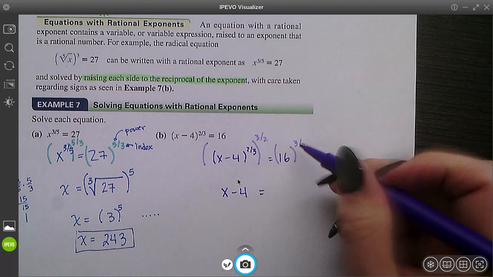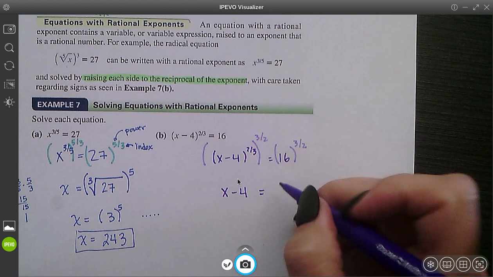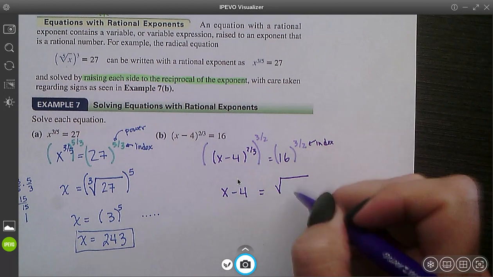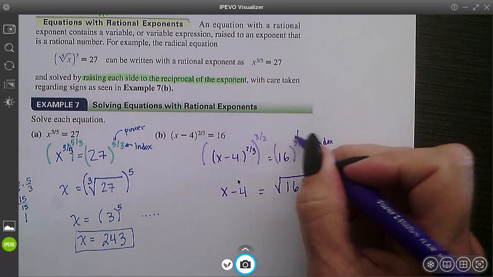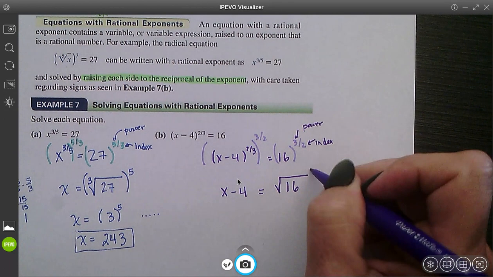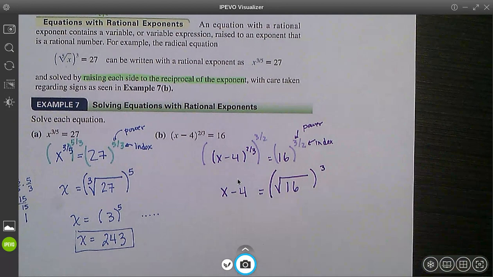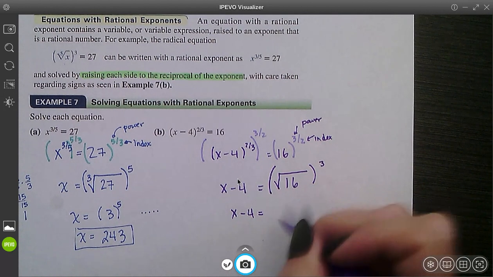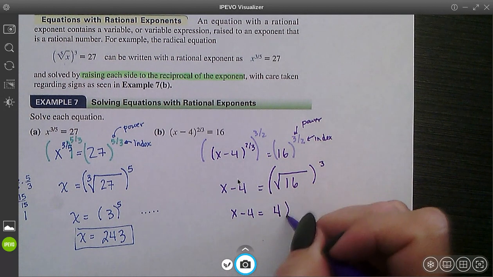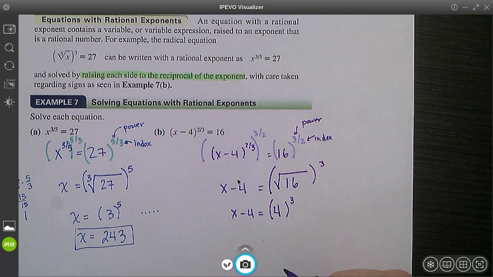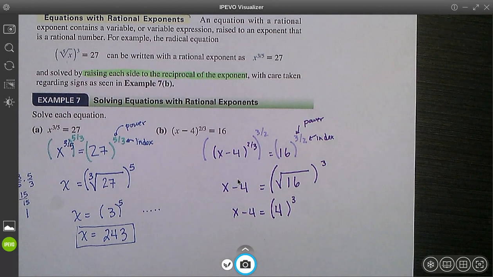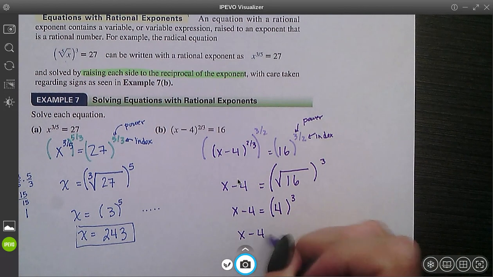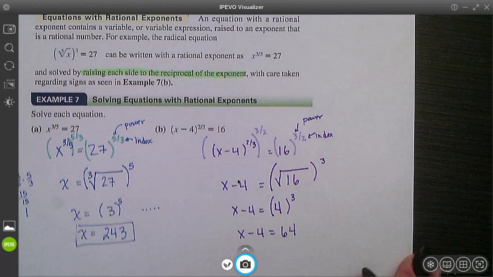And then, remember, I'm going to write that in its radical form. Index is 2, which means it's a square root. Put 16 inside there and then raise it to the power of 3. So I have x minus 4 equals, square root of 16 is 4, and then 4 cubed would be 64. So x minus 4 equals 64.